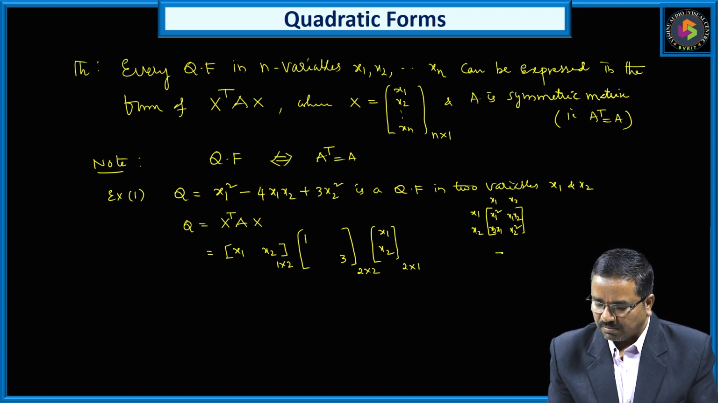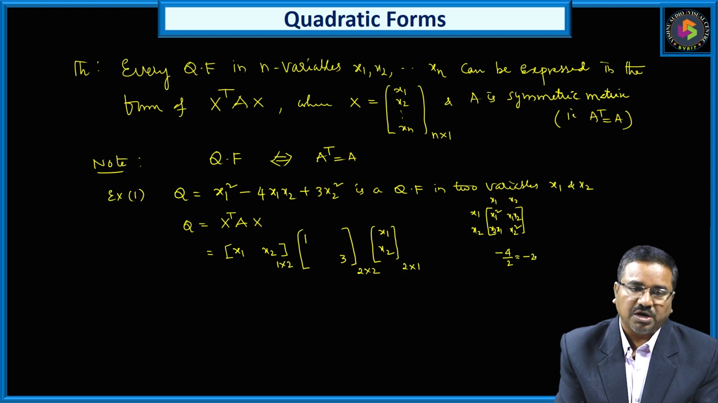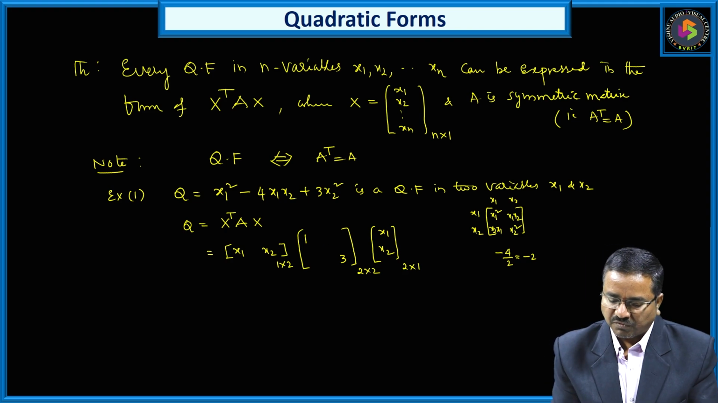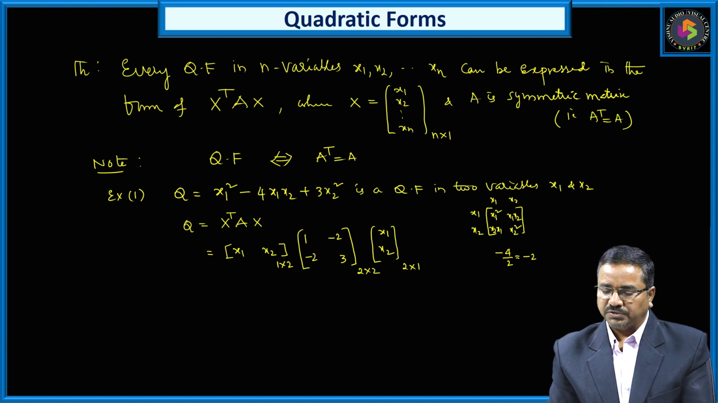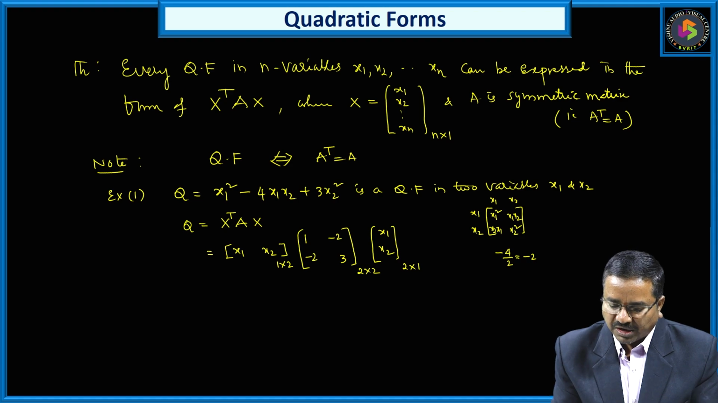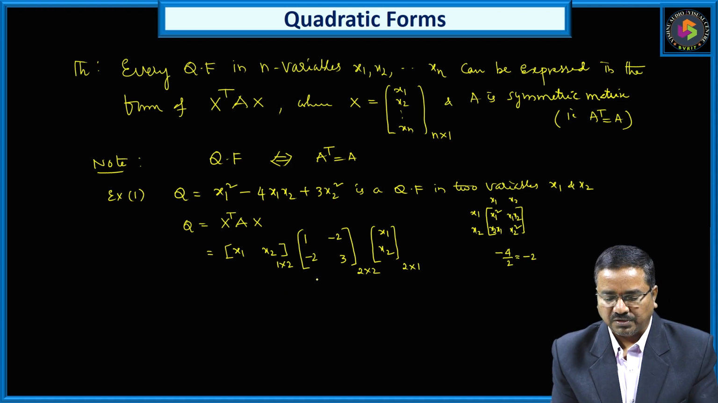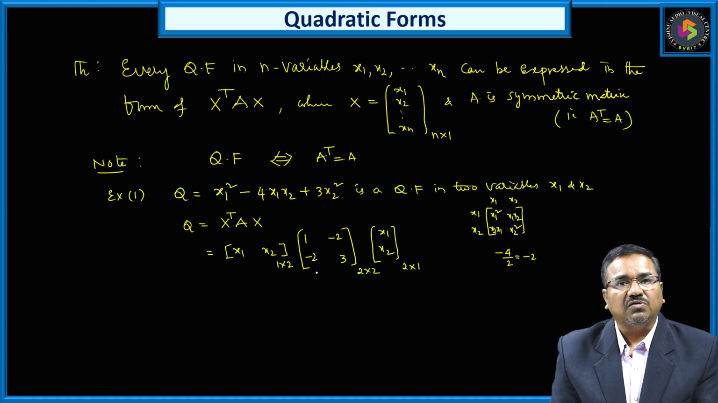What do we have here? Minus 4. We divide it by 2 and make it half. Whatever you get, you write in the x1 and x2 places. So therefore what do you write? Minus 2, minus 2. So even if you multiply this out, we'll get the given quadratic form.